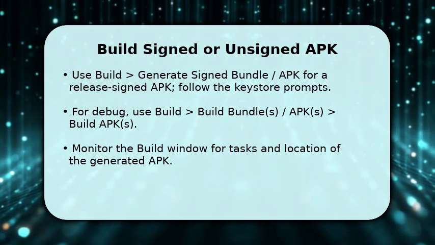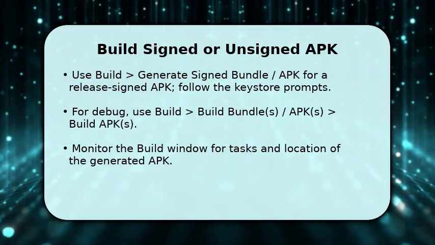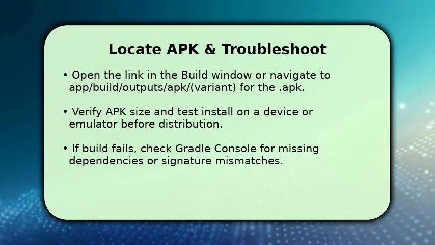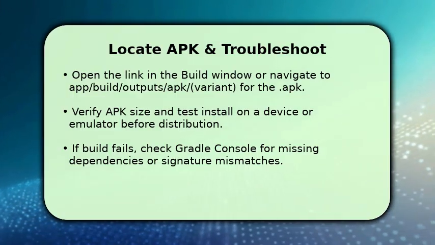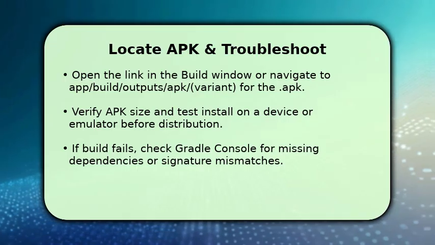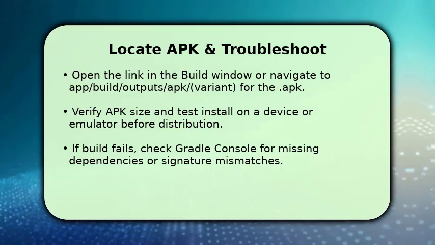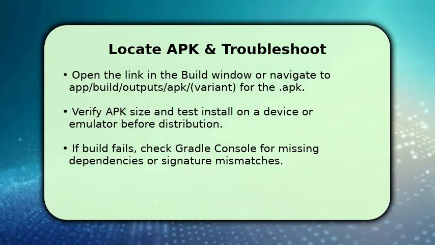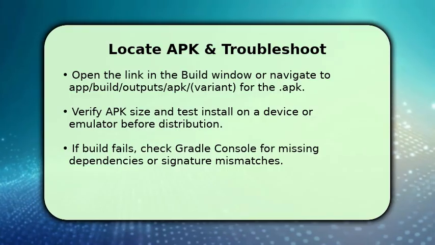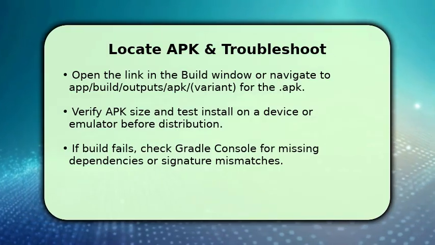Finally, locate and verify the APK you created. Click the path in the build window or browse to app/build/outputs/apk/variant to find the app file. Install it on a device or emulator to confirm functionality and permissions. If you plan to publish, use the signed release APK and confirm version code/version name are correct.